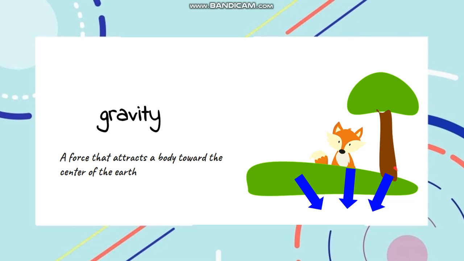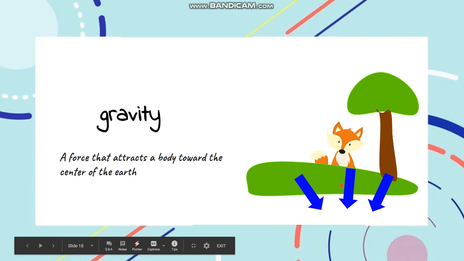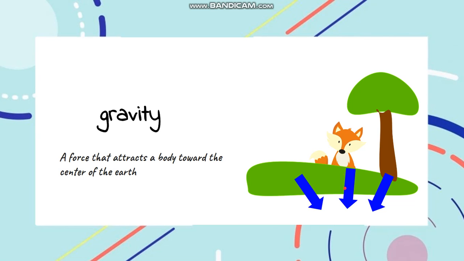Think about a forest, and we have a little fox here. Because of gravity, the little fox can always stay on the ground because the Earth is pulling the fox to stay on the ground. It will not let it leave the ground. So same for the tree. It can stay on the ground and grow.